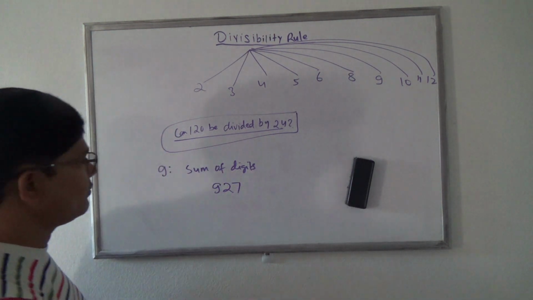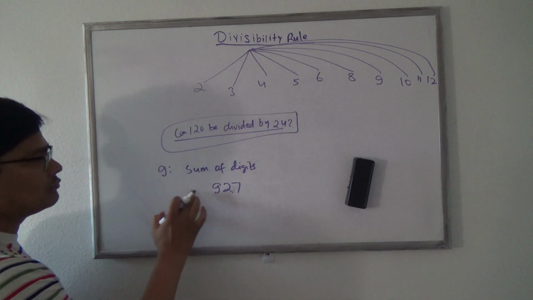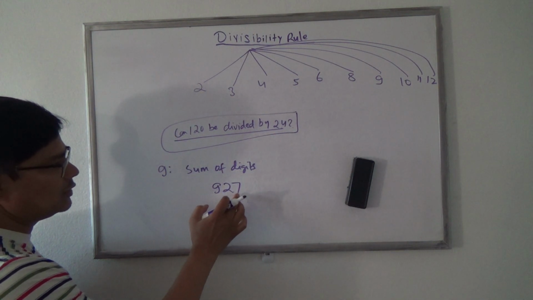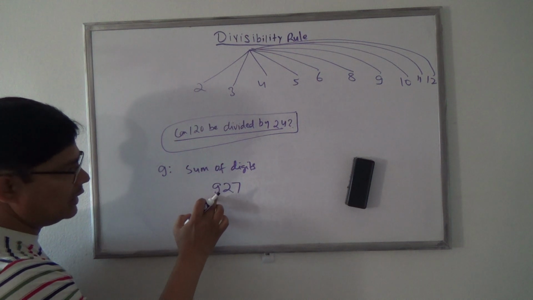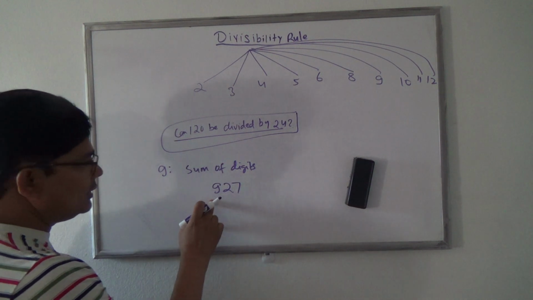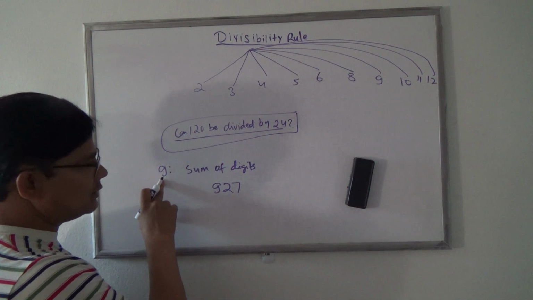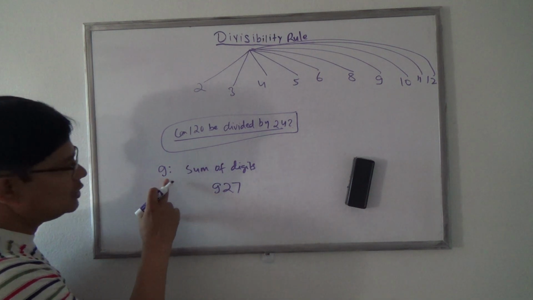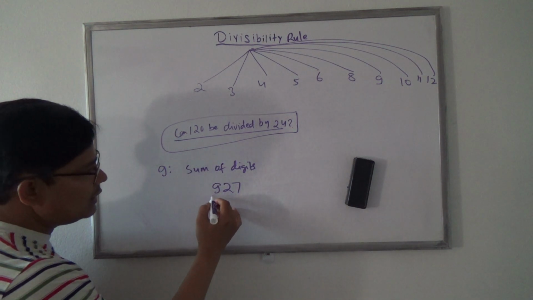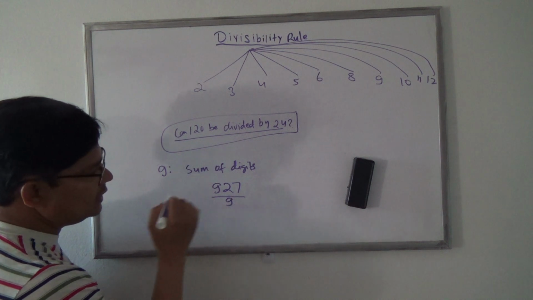9 to 7. So take the sum of these digits. 2 plus 7, 9, plus 9, 18. Okay, so 18 can be divided by 9. 18 divided by 9 is 2. So this whole number can also be divided by 9.